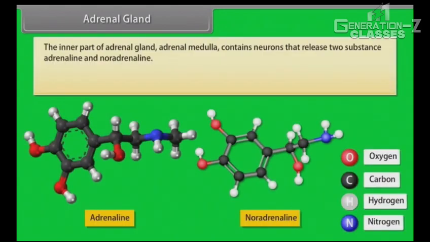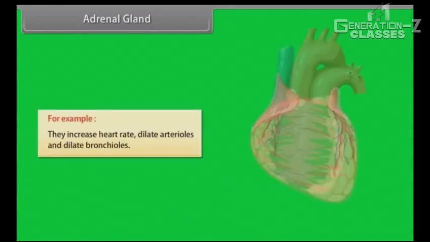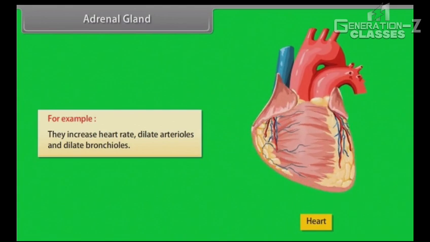The inner part of the adrenal gland, the adrenal medulla, contains neurons that release two substances, adrenaline and noradrenaline. When the adrenal medulla secretes hormones, they help in regulating blood circulation and use of carbohydrate when the body is stressed. For example, they increase heart rate, dilate arterioles and dilate bronchioles.